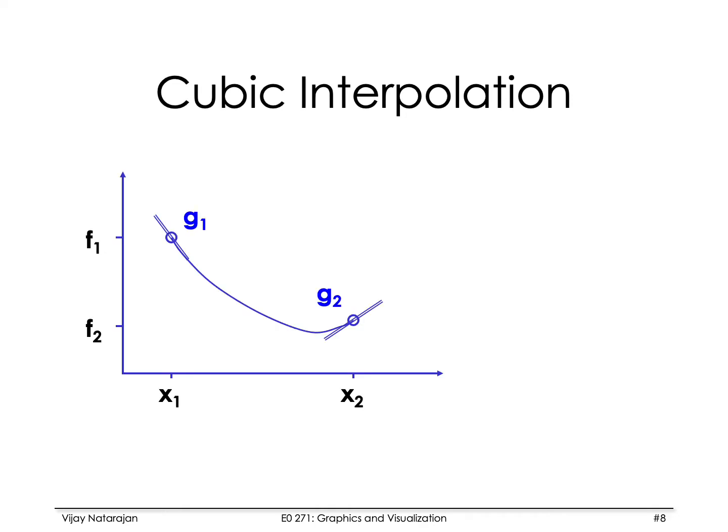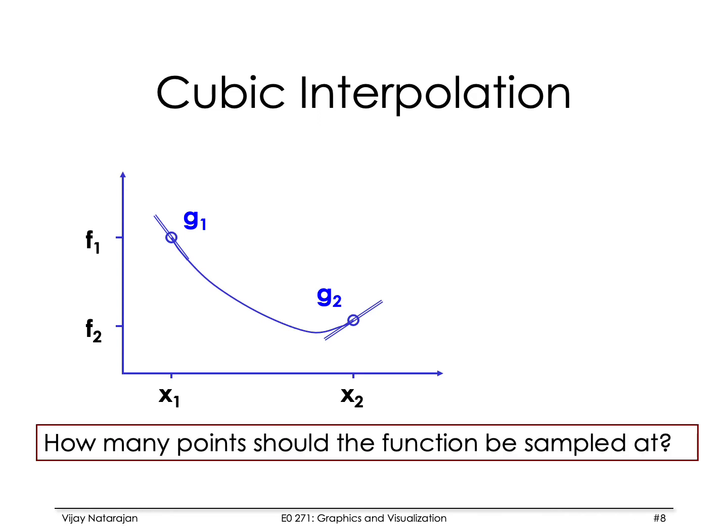Moving on, we would need more sample points in order to do cubic interpolation. For example, here there are 2 points, x1 and x2. So you would clearly need 2 additional points and the function to be sampled at these additional points in order to determine a unique cubic interpolant.